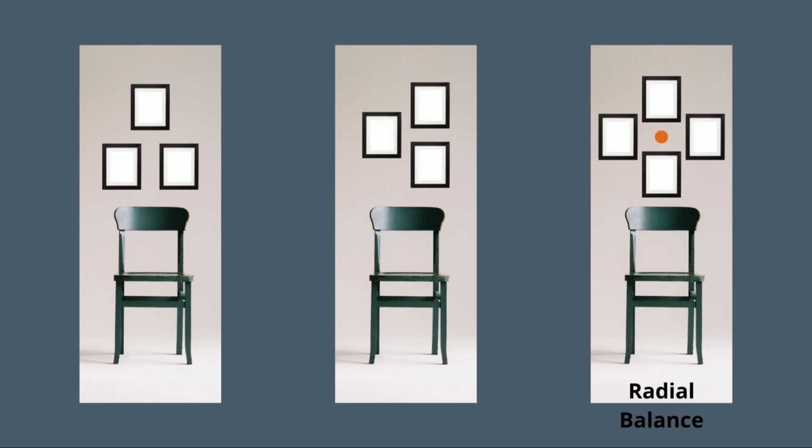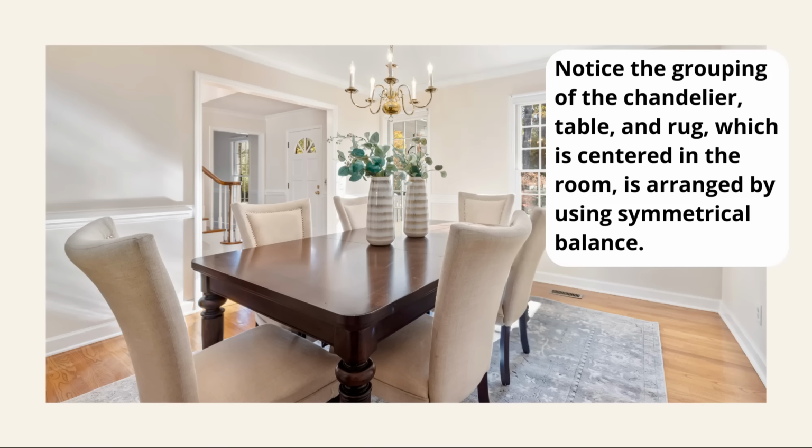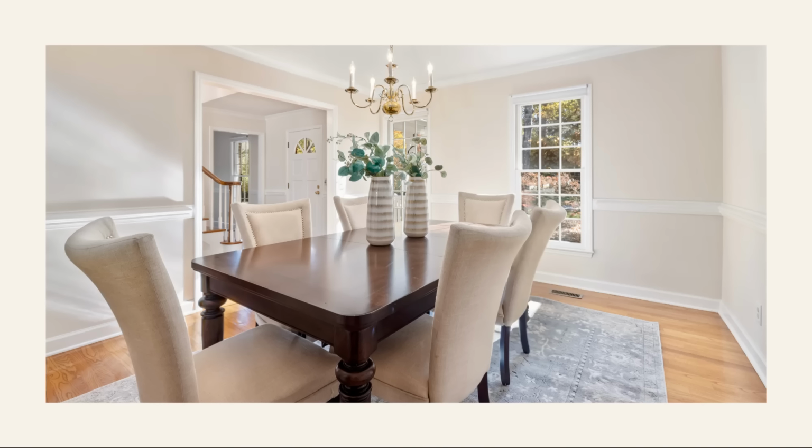So let's take a look at an example where we can practice this. So in this dining room, we'll notice that the dining room table is centered under the chandelier, which is centered in that dining room, and there's an area rug centered under the table. And that's a really good thing because that's the focal area of that dining room. But the rest of the room is just kind of empty.